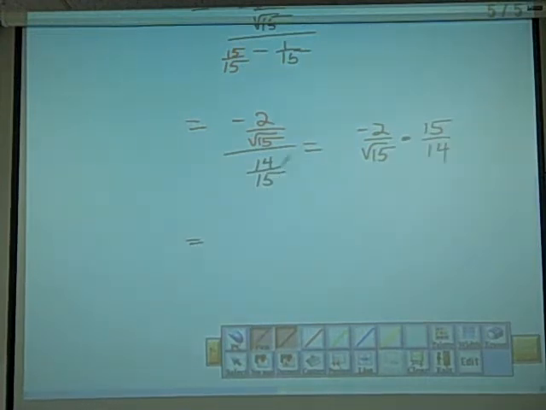Well, at this point, it might be a good idea to go ahead and rationalize this denominator. So let's go ahead and do that. That way we can cancel the 15s out. It'd be a little bit easier to do that. So let's go ahead and we're going to rationalize this denominator, square root 15 over square root 15.